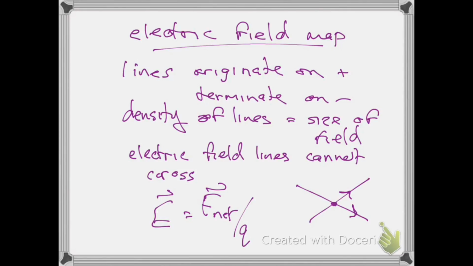So these are the general properties of an electric field: the lines start on a plus and end on a minus, the density of the lines is equivalent to the size of the field, and electric field lines cannot cross. And the electric field, of course, is defined by the net force divided by the unit charge.